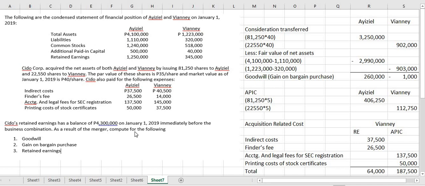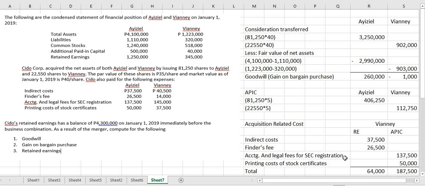Okay, so, since the next was retained earnings, we have to classify the cost. So, let's start with iShell. Sa iShell, may APIC tayo na 81,250 times 5. So, bakit 5? Kasi 40 yung market value ng share, 35 yung par. So, may 5 na excess. So, yung additional paid-in capital in relation to issuing 81,250 shares ni Saido to acquire iShell. So, it resulted to 406,250 na additional paid-in capital.